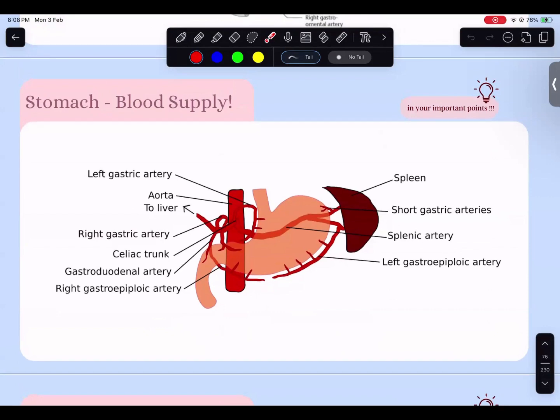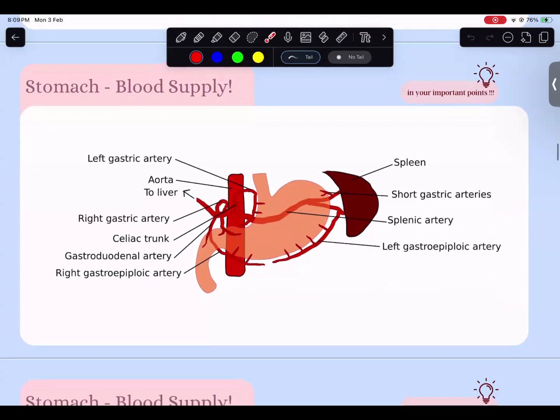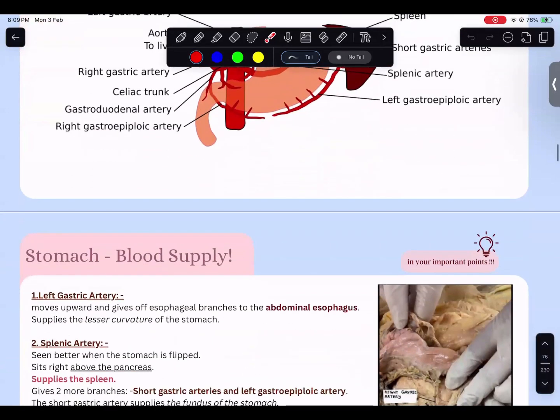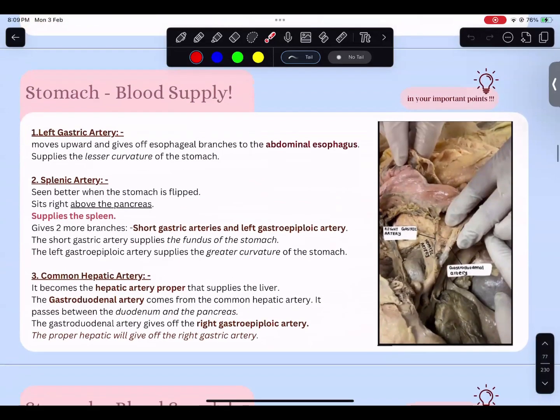This is just a really good picture that I found, and I thought it was really useful as well, because the splenic artery goes behind, supplies the spleen, short gastric, fundus, all of that again. This is just what I just explained, just in text if you guys want to read it. Also, left gastric artery supplies the abdominal esophagus.